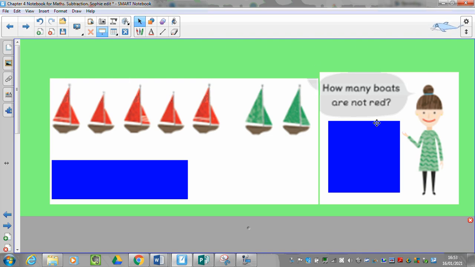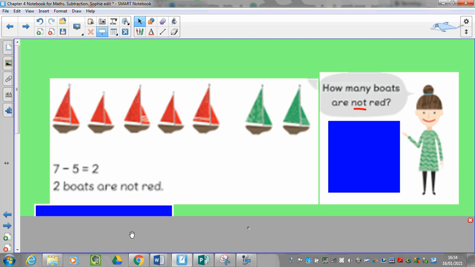How many boats are not red? Now, how many boats have we got altogether? We've got 1, 2, 3, 4, 5, 6, 7 boats, and we need to work out how many boats are not red. So we're finding out how many are green, and we're going to use our number bond knowledge to help us. Now, I know that we can count these 2 here. However, I want you to use your number bond knowledge to prove to me how you know how many green boats there are. So if I move this, we can see that 7 take away 5 equals 2.